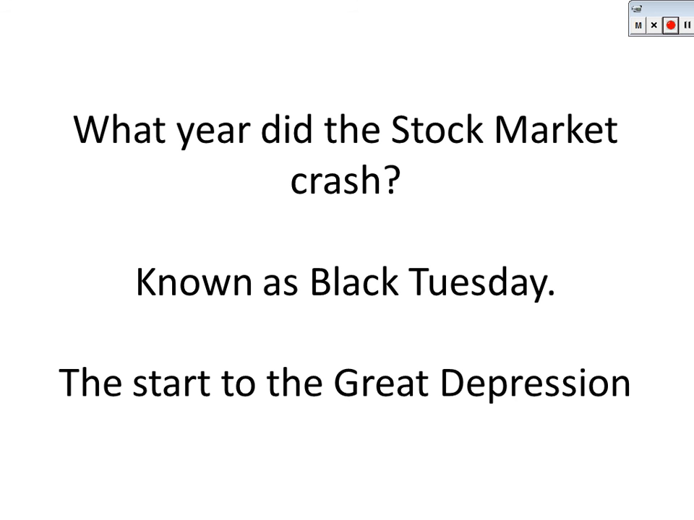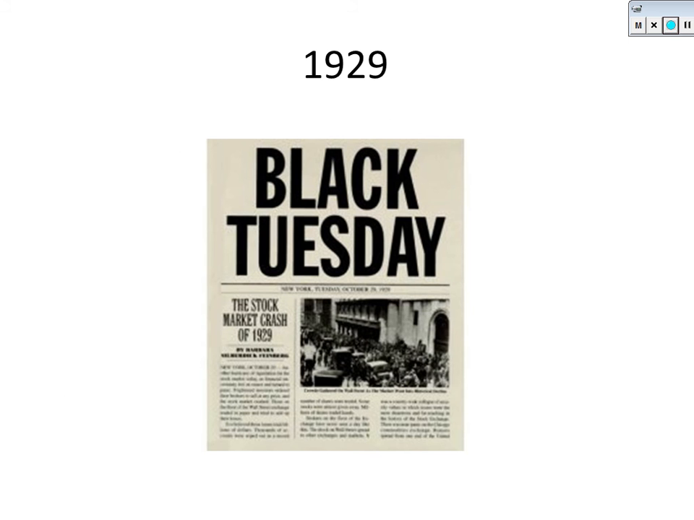What year did the stock market crash, known as Black Tuesday? It is the beginning of the Great Depression. Stock market crash. 29. Good job. I said the name, Black Tuesday. It's not the only factor. It's just the beginning of the downward spiral that will be the Great Depression.